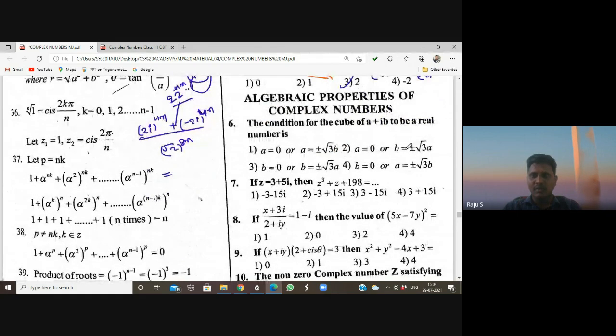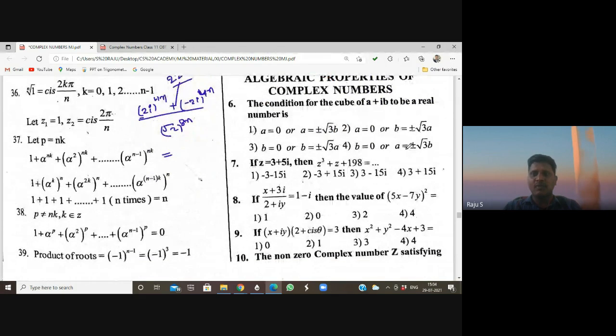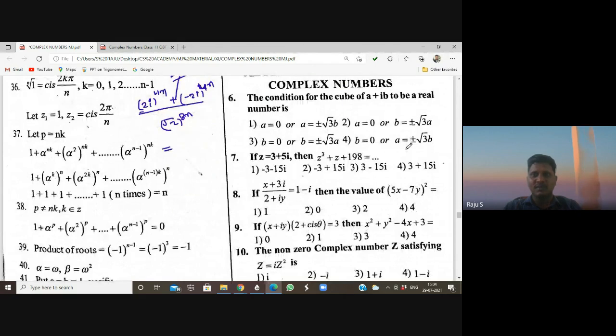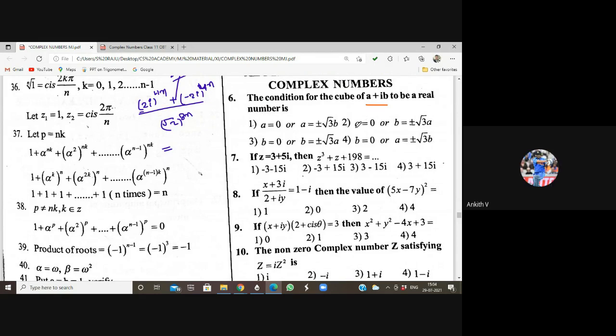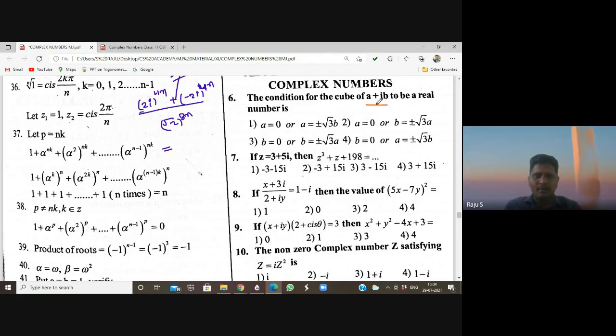Then, algebraic properties of complex numbers. The condition for the cube of a plus iota b to be a real number is b equal to 0. If b is equal to 0, then it is a real number, and its cube is also real.